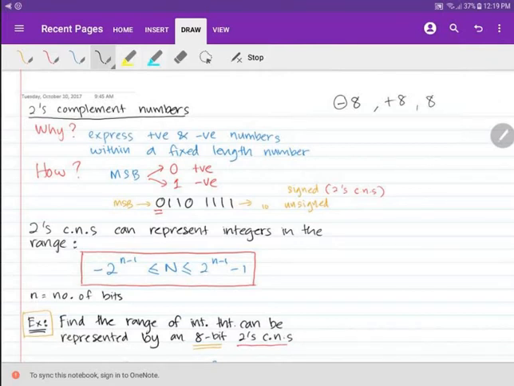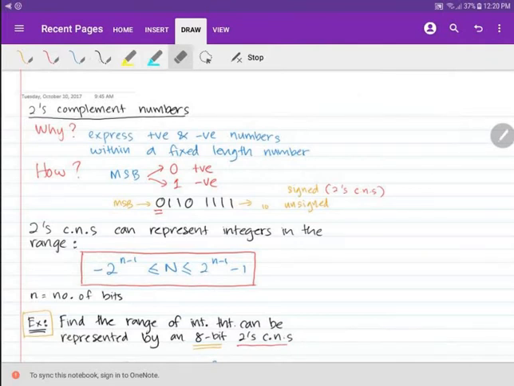positive, right? But when it comes to digital hardware, and when we want to perform arithmetic operations, we have to deal with both positive and negative numbers. Therefore, one way that we can express positive and negative numbers is by using the 2's complement number system. Is that okay? Now the next question comes, how?